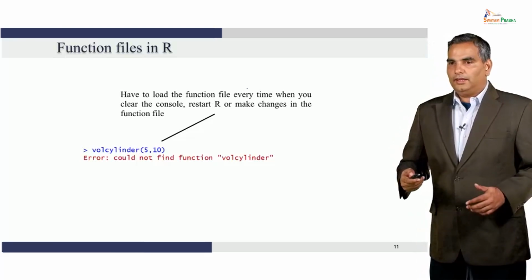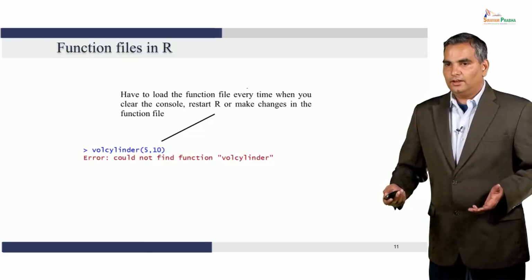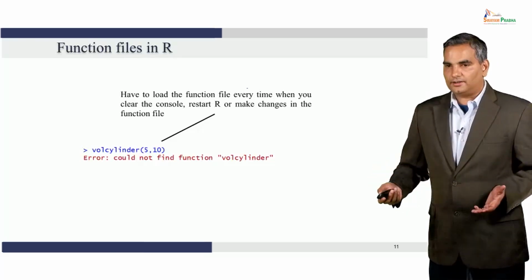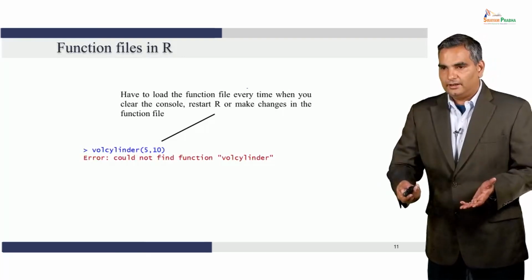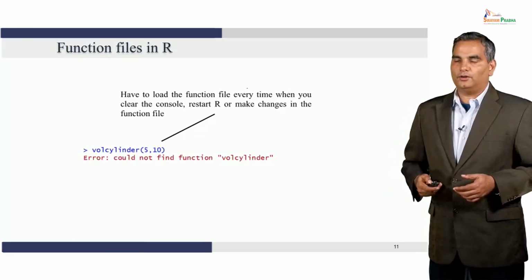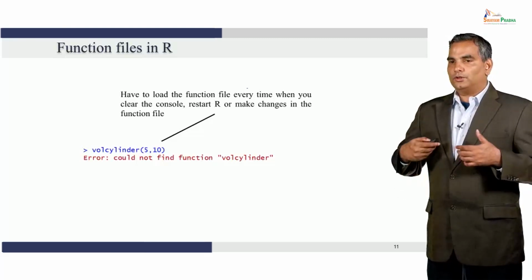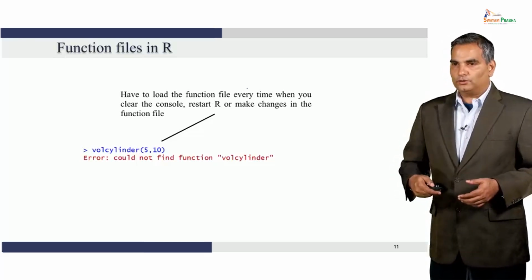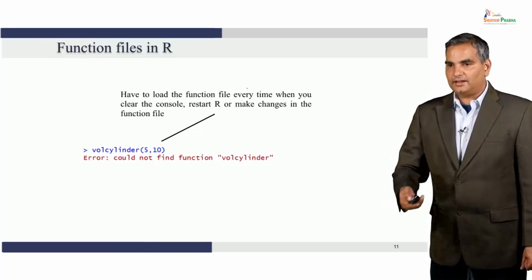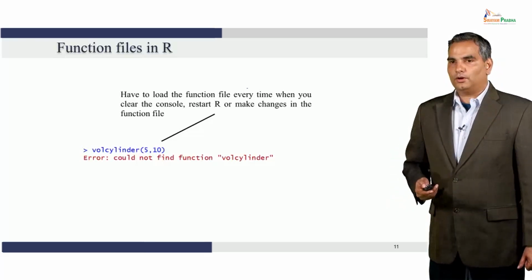Now, if you close and start a session, clear the console, and then let's say you are in the same folder and you're trying to run volume cylinder 5, 10, it says I cannot find volume cylinder. This is because every time you clear the console, you have to load the function again before it can be invoked. So in this case, though volume cylinder is there, it says it cannot find the function, but once you load the function, you will be able to work with volume cylinder.